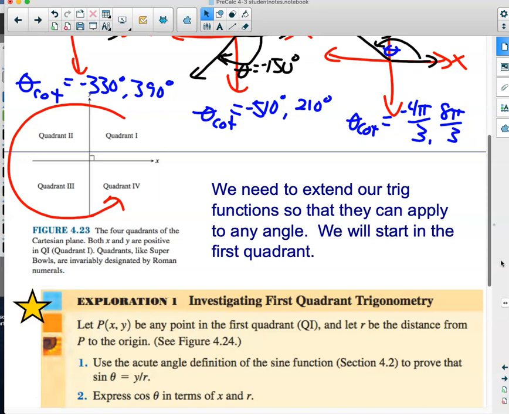So those are the 4 quadrants of, and like it says, quadrants like Super Bowls are invariably designated by Roman numerals, considering the Super Bowl was just on last weekend.